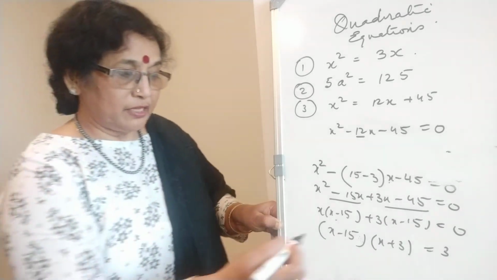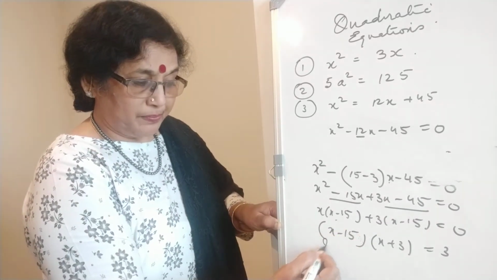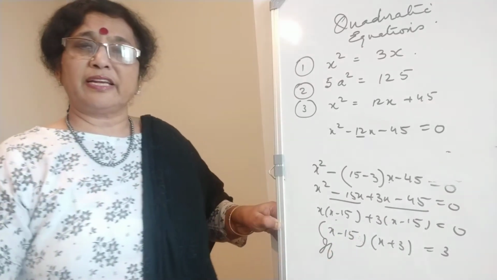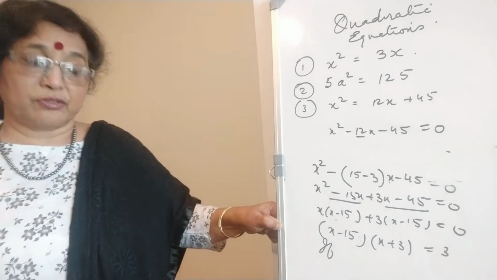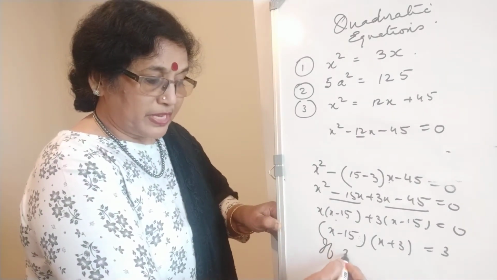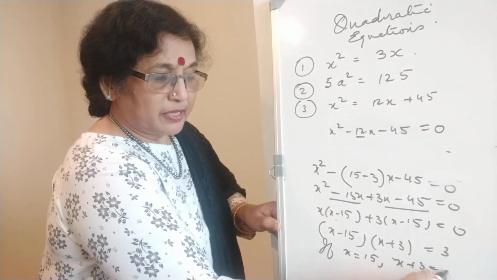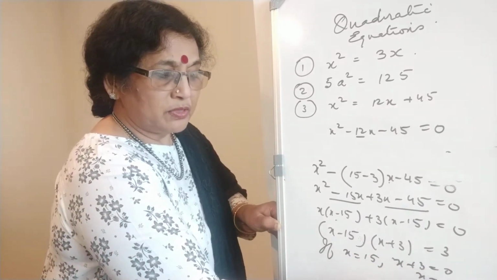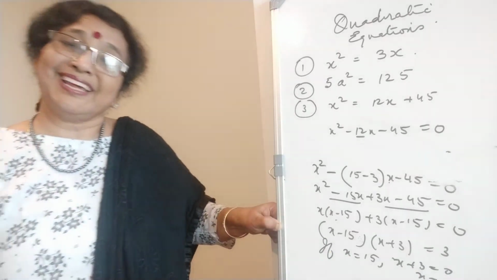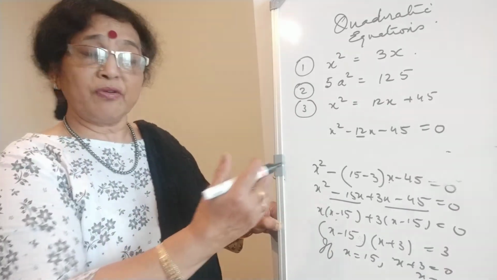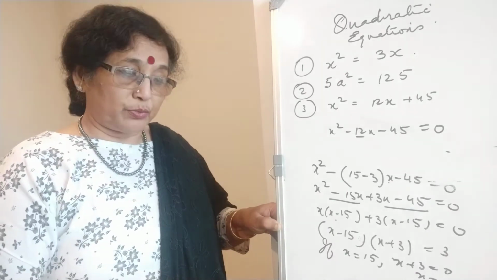So what am I getting? Two factors. If this is 0, of course, children, write directly: 15 and minus 3. So if this is 0, then x is 15, and if this is 0, x is minus 3. So the two values are 15 and minus 3. That's how you solve the quadratic equation.